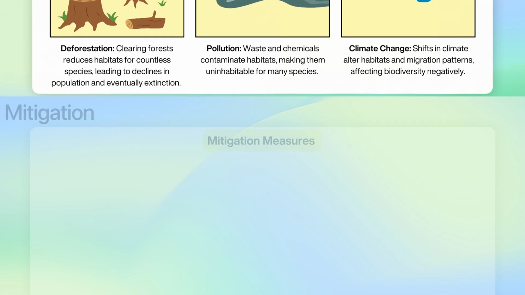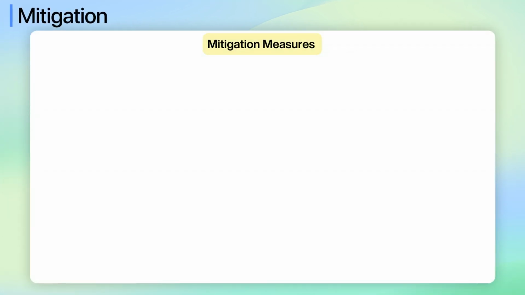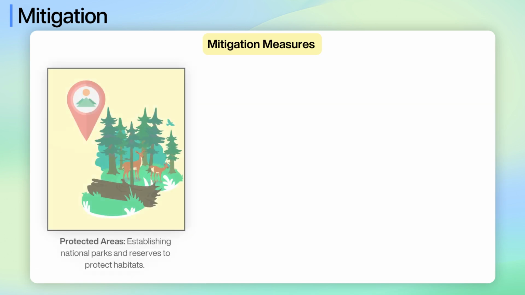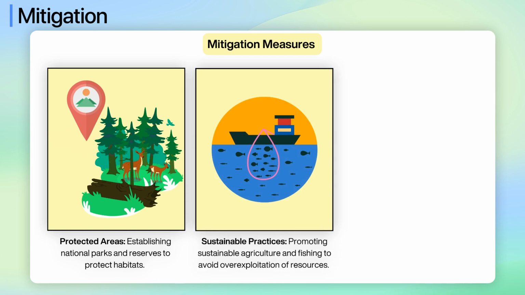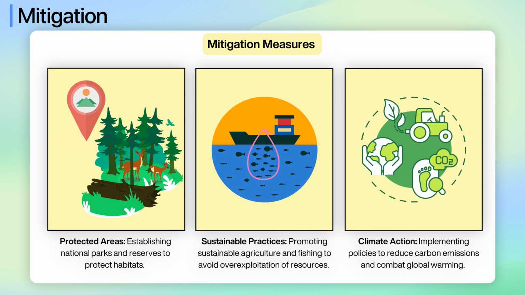Let's look at mitigation measures. Only recently have we become more aware of the importance of maintaining high biodiversity. Various measures are being taken to mitigate the loss of biodiversity. One measure is protected areas, establishing national parks and reserves to protect habitats. Another is sustainable practices, promoting sustainable agriculture and fishing to avoid overexploitation of resources. A third is climate action. In other words, implementing policies to reduce carbon emissions and combat global warming.